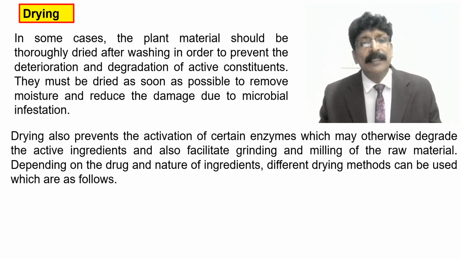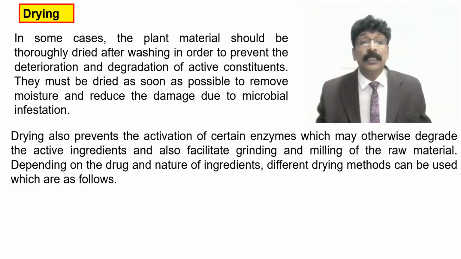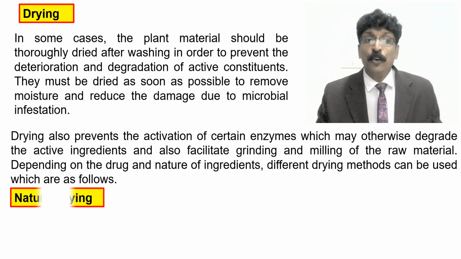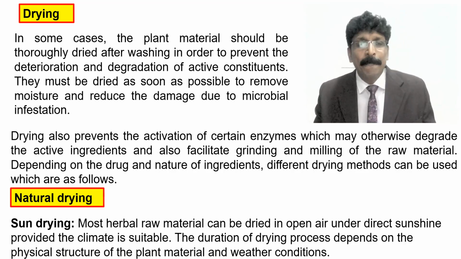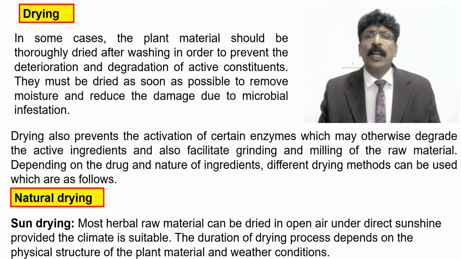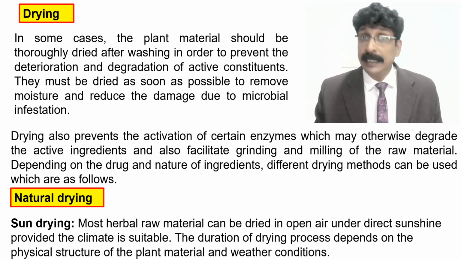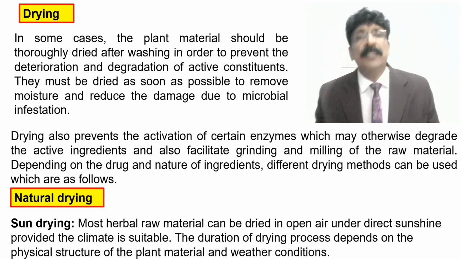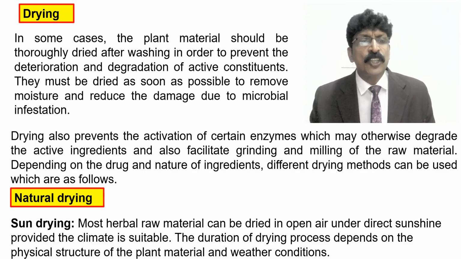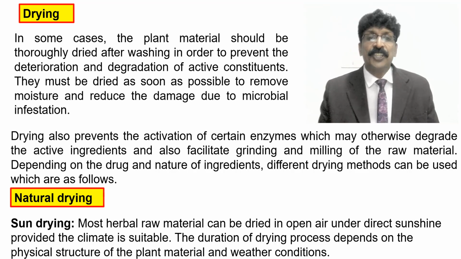Depending on the drug and nature of the ingredient, different drying methods can be used, which are as follows: natural drying, using sunlight, sun drying. Most herbal raw materials can be dried in open air under direct sunshine, provided the climate is suitable. The duration of the drying process depends on the physical structure of the plant material and weather conditions.